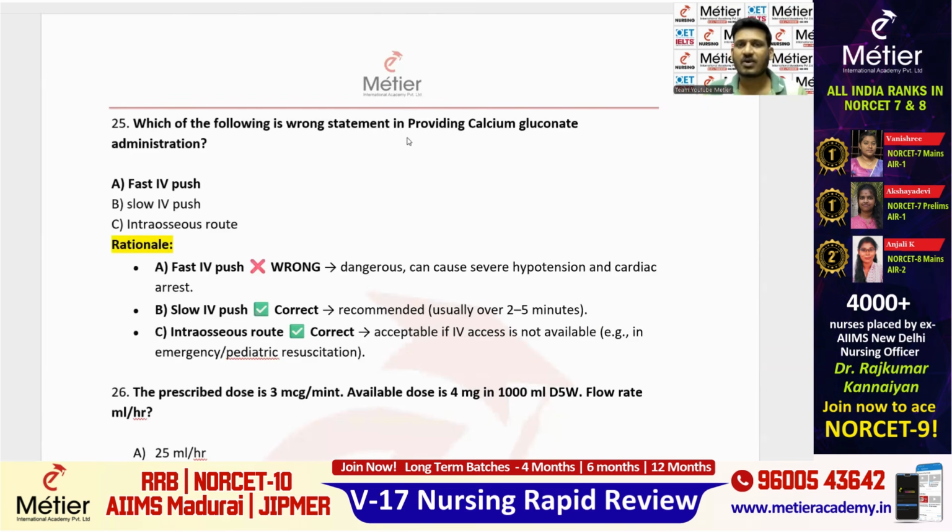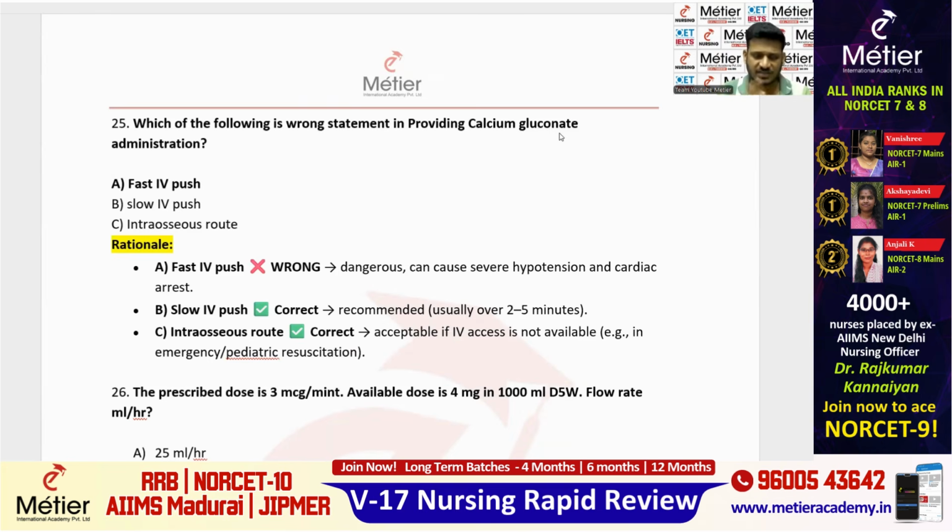25th question. Which of the following is the wrong statement in providing calcium gluconate administration? See, 2 times you will be giving the calcium gluconate injection. The first one is whenever the patient is suffering from hyperkalemia, in order to protect the heart, you will be giving the calcium gluconate. Second one, if the patient has hypocalcemia, positive for Chvostek's sign, at that time you will be giving the calcium gluconate. So how will you be giving the calcium gluconate? Whether we have to give very fast or slow, or through intraosseous, through the bone, we can give.